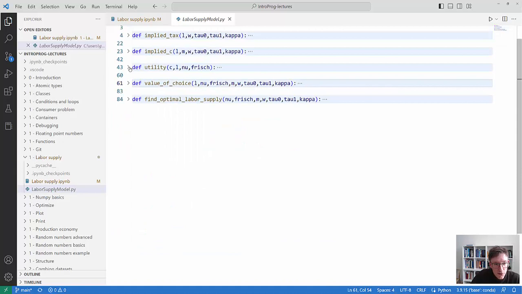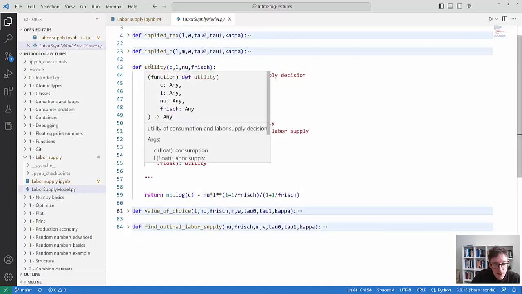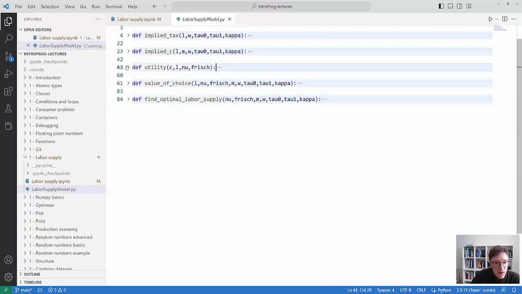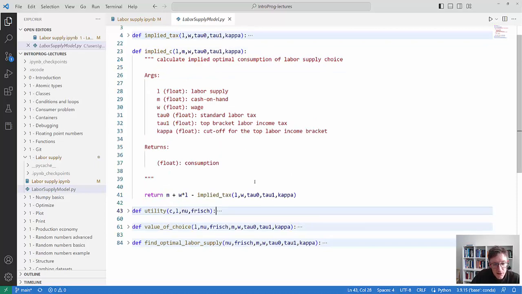So if we do dig into that, then we can see the utility. That's just the formula for the utility that we had in the notebook. The log of consumption minus the new times this expression for the disutility of labor. And then we have the implied C, which is basically just a calculation of the X, the cash in hand plus the wage income minus the taxes, which now uses the implied taxes function.